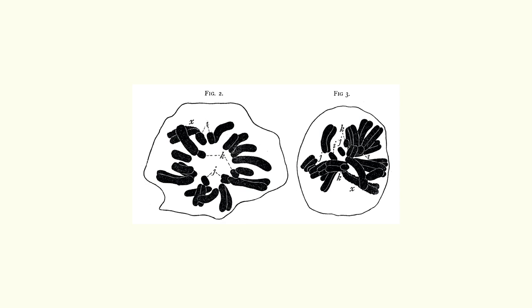Now, it's not luck because he goes to Clarence McClung, his advisor at the University of Kansas as a sophomore, who is creating an entire school of grasshopper genetics. And you know, in the history of genetics, we're always talking about fruit flies and maize, corn, we're talking about mice.